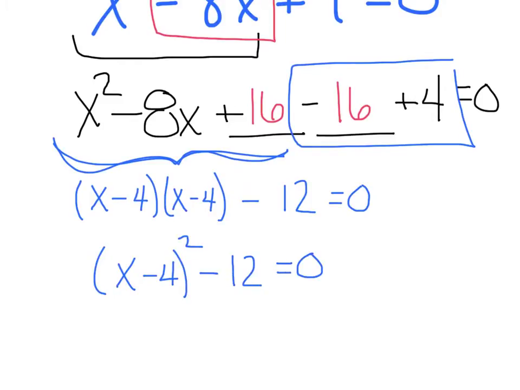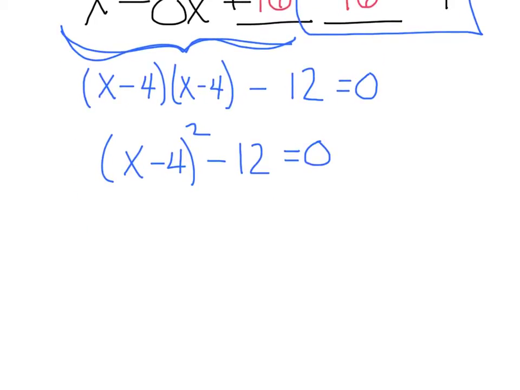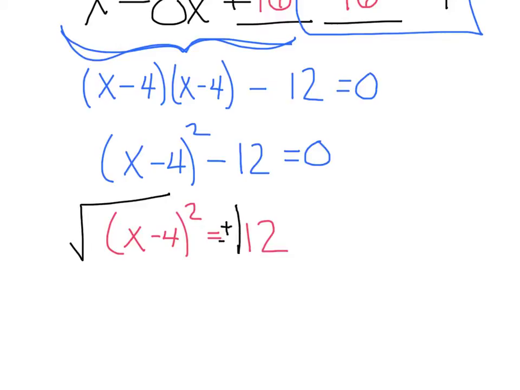Now we're not done until we solve for x. Our goal is to actually solve. So I have x minus 4 squared, remember isolate that term, equals 12. To get rid of a square, I'm going to take the square root. Don't forget you get a plus and minus. Those cancel. And I get x minus 4 equals plus or minus radical 12.